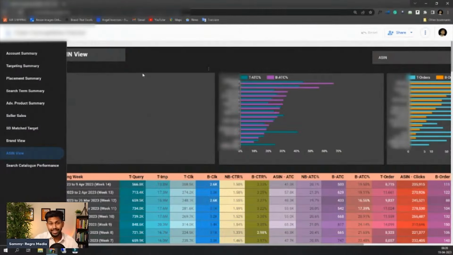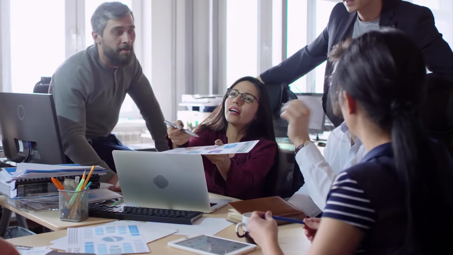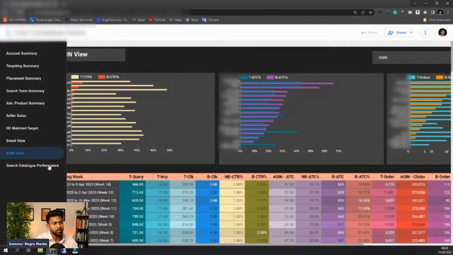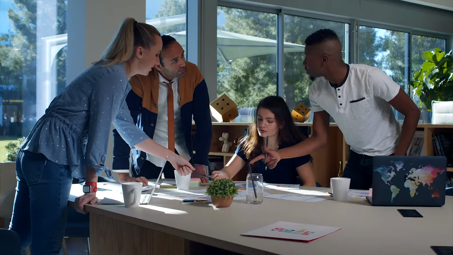So that was the ASIN view. Now I'm going to show you more depth about the category. Now we are going to go to the catalog performance, and here we can identify the trends, the seasons, and all those kinds of things.